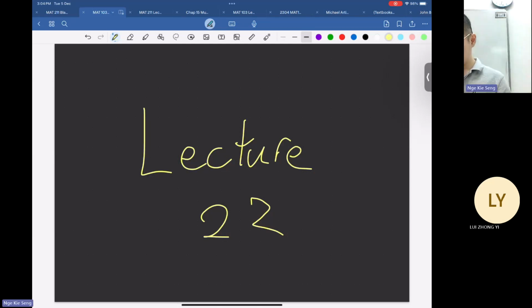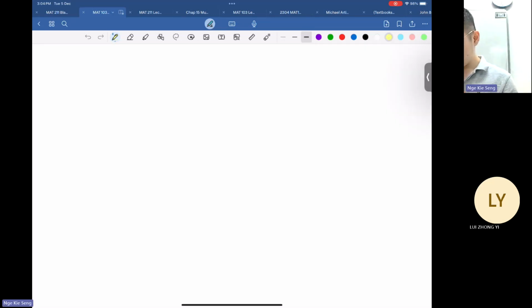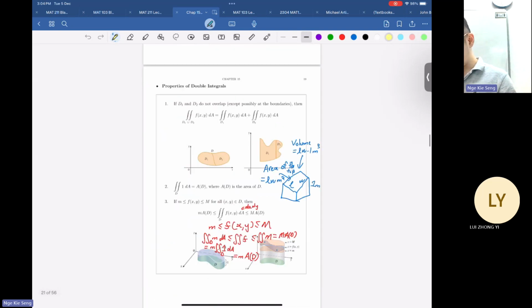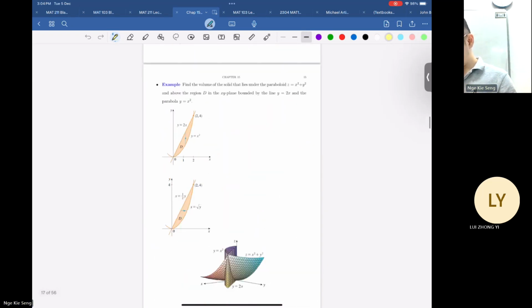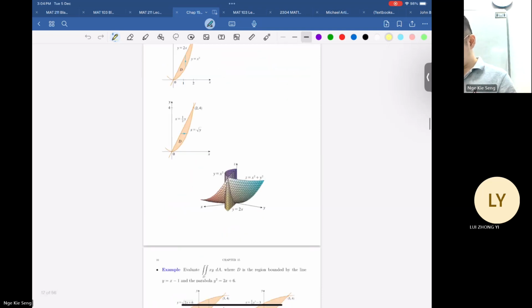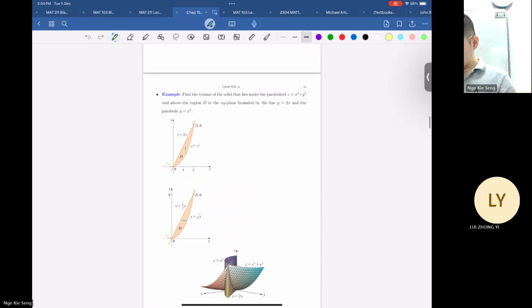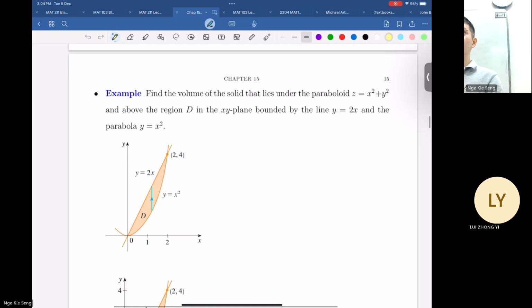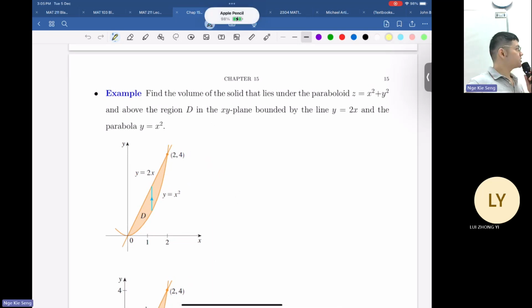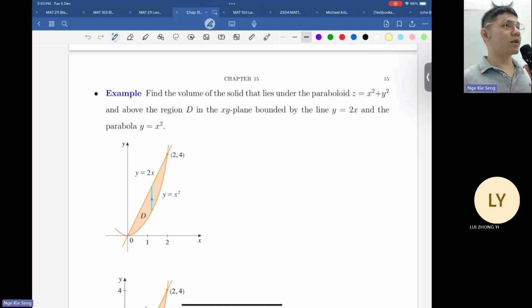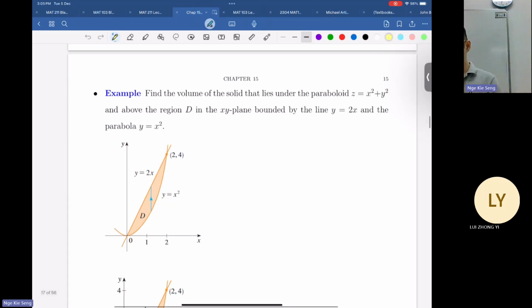Hey, so let's do some warm up first, right? Let's do some warm up. Let's try and solve this question. I spent about 5 minutes. See what you can work out with this exercise here.